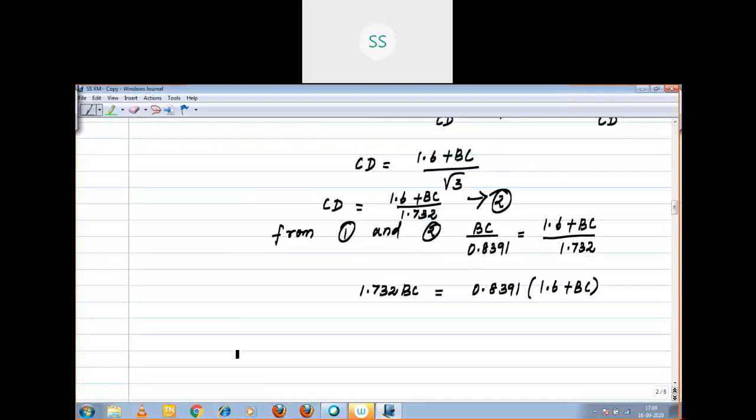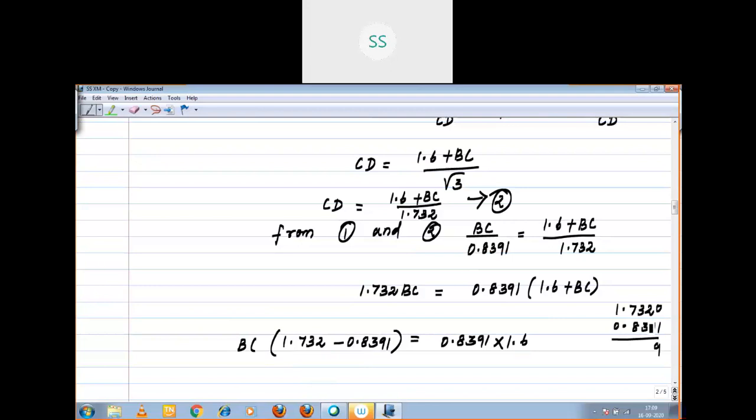Got it, children? Now, shift the BC to the left side. Take BC as common: 1.732 minus 0.8391 equals 0.8391 into 1.6. Now, when you subtract, what do you get? Subtract from 1.732. You have to put a 0 here, because after the decimal there are 4 numbers.